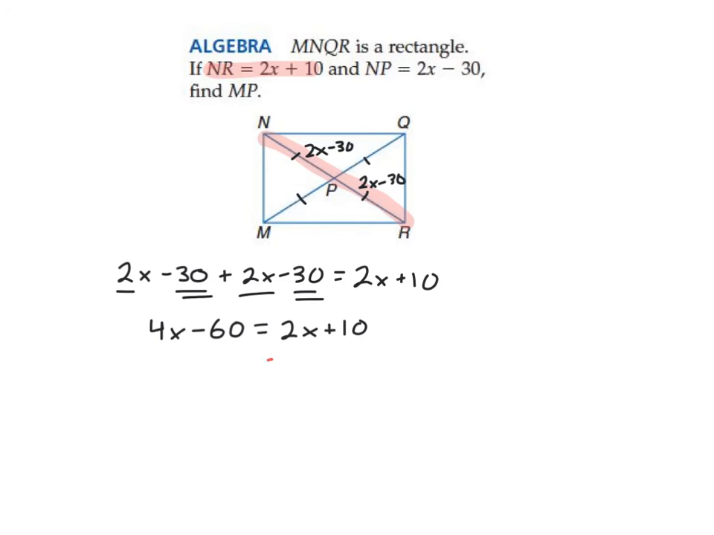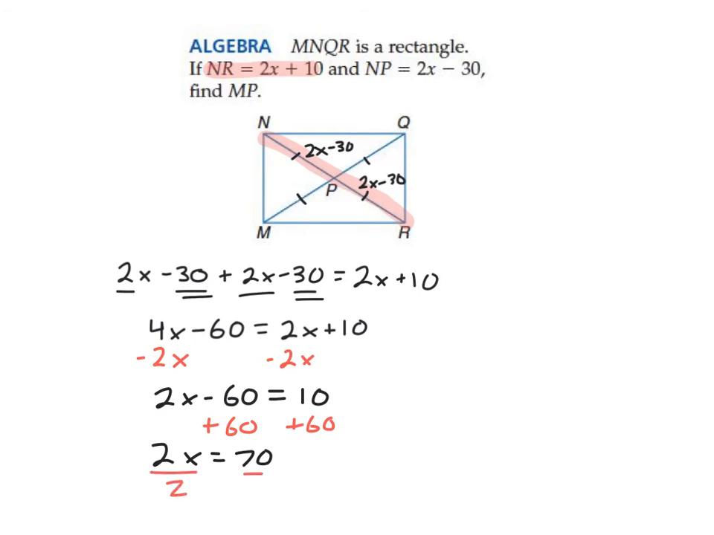Here, let's move 2x to the other side. We'll subtract 2x from each side. And I'm going to add 60 to each side. So we get 2x equals 70. Divide both sides by 2, and x equals 35. Now remember, we weren't asked to solve for x. We actually were asked to find MP.